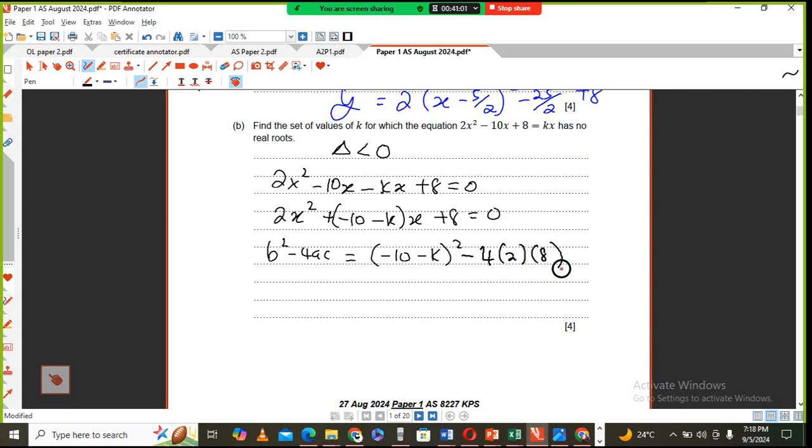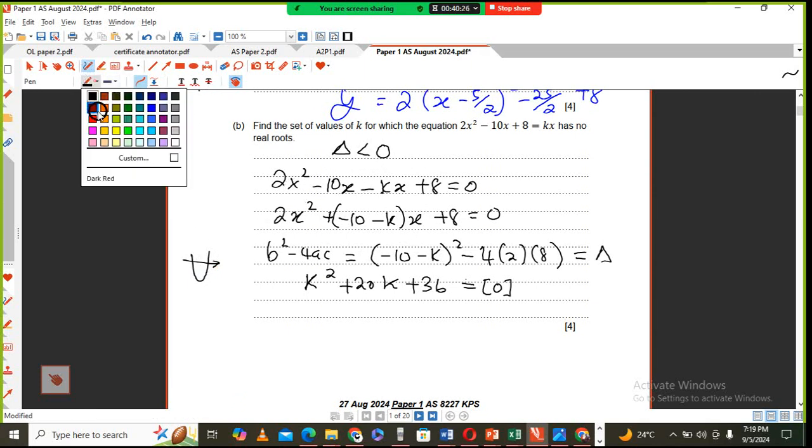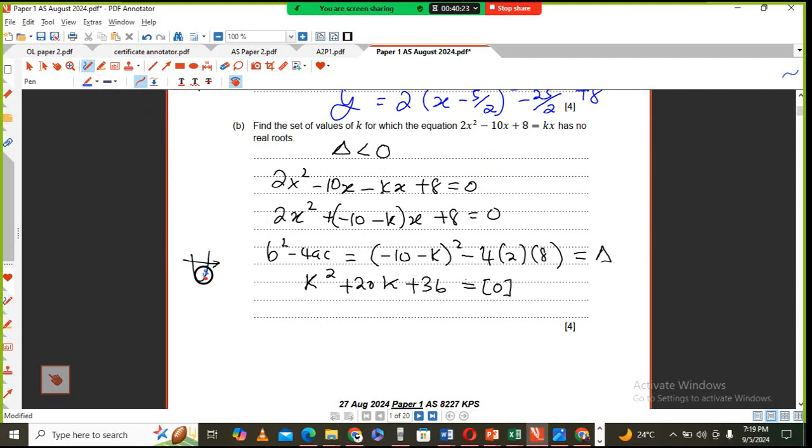Because of that, you end up losing marks. So basically, if you were to multiply out everything, you will be getting k squared plus 20k. I'm skipping some steps, okay? And then because of the inequality, you can say it should be below, but I'm just going to write equal to 0 for now, so that I can look at my critical values. And my critical values, because of this condition, it will be below the x-axis.